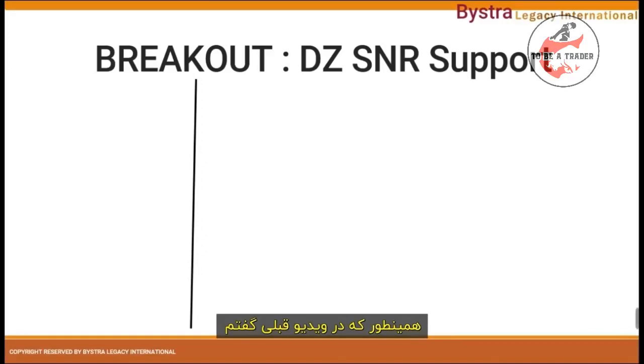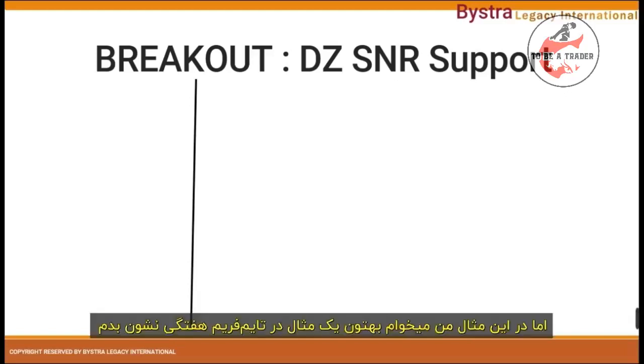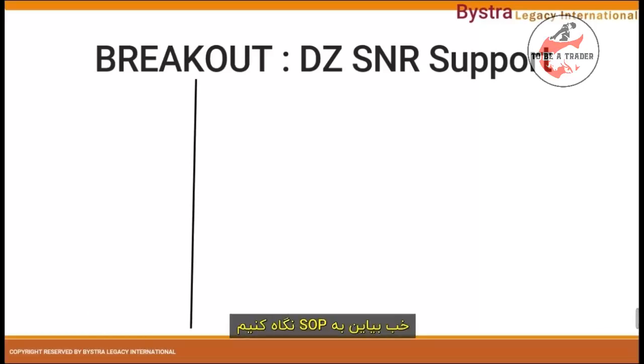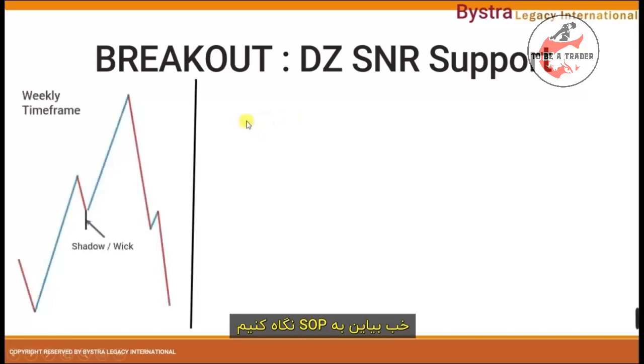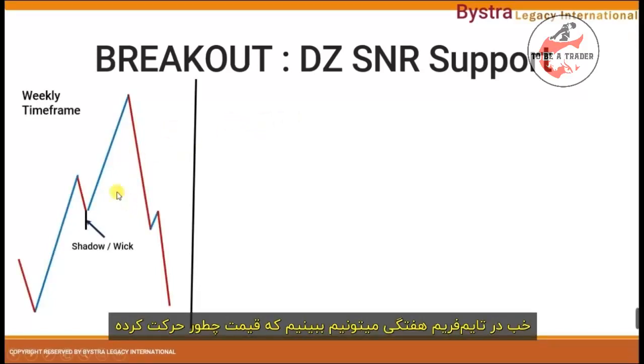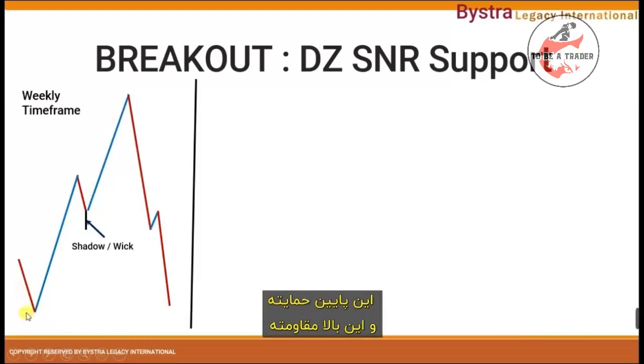As I mentioned in the previous video, I did say that breakout normally happens in the daily time frame. However, in this case, I'm going to show you an example in the weekly time frame. So let's have a look at the SOP. So on the weekly time frame, we can see that this is how the price moves. This below is the support, above is the resistance.